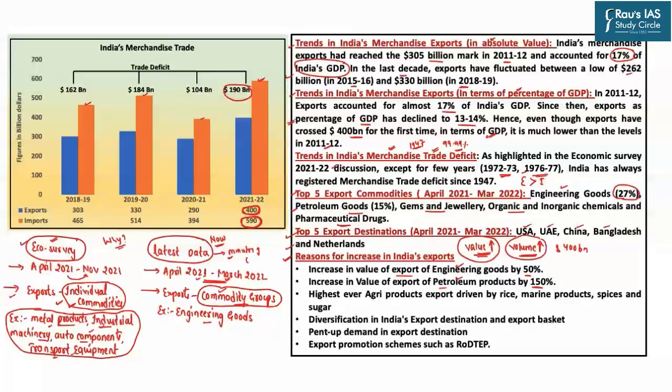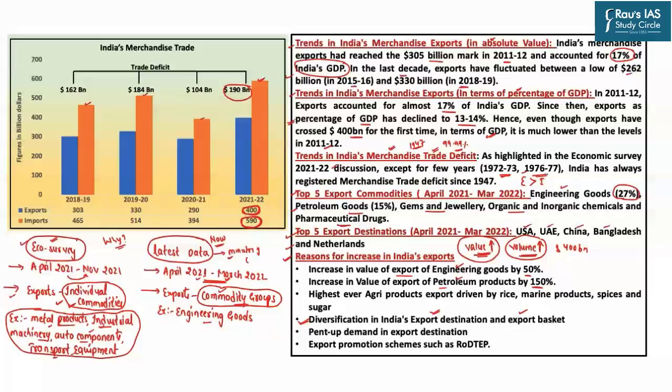Further, we have also undertaken a diversification both in terms of our export basket, that is the goods that we export to other countries, as well as in terms of our export destination, that is the countries to which we export. So by broadly exporting goods to more countries as well as by exporting more goods, we have been able to achieve the milestone of $400 billion worth of exports.